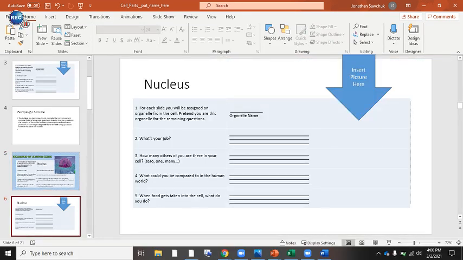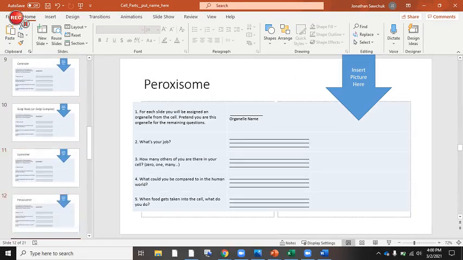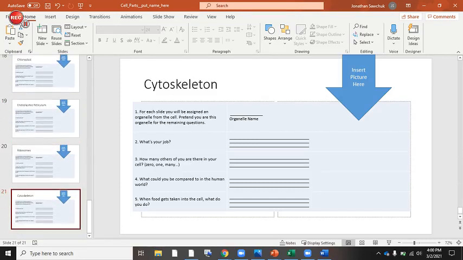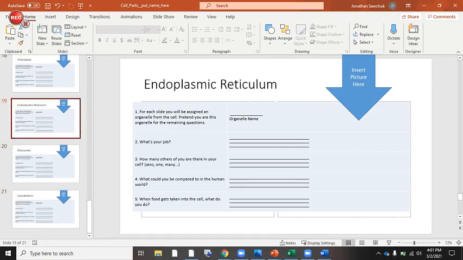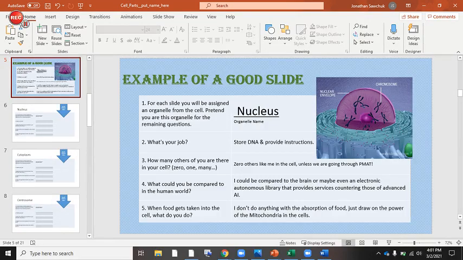Okay, so you do this for each of the cells, and then what's going to happen is I am going to have you present on 3 different organelles. So you will be presenting 3 of the ones that you created. That's not to say that you only have to do 3. You have to do all 17 of the organelles that you've been given.